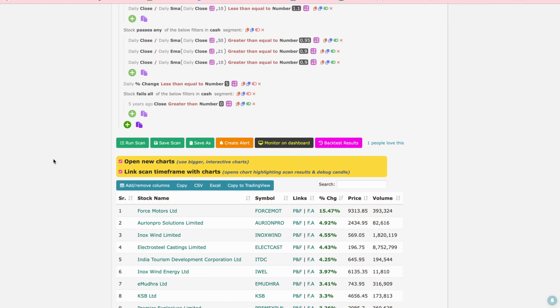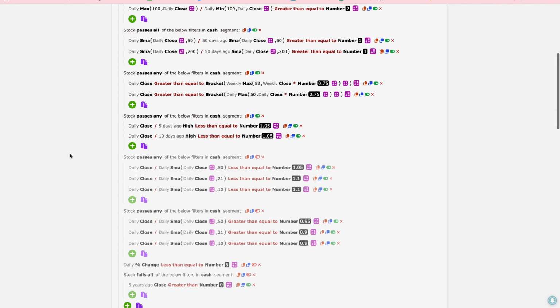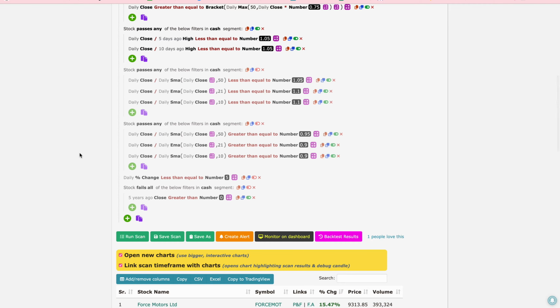So then when I run the scan, 55 became 122. Okay, we haven't even come to the meat yet. Now these two filters are the meat of the scanner. Okay, now I will open both of them because both of them are necessary. Now let's look at them one by one.